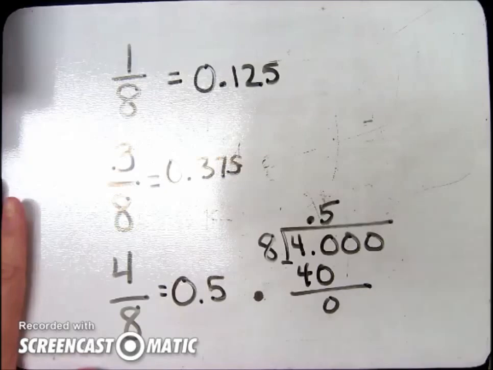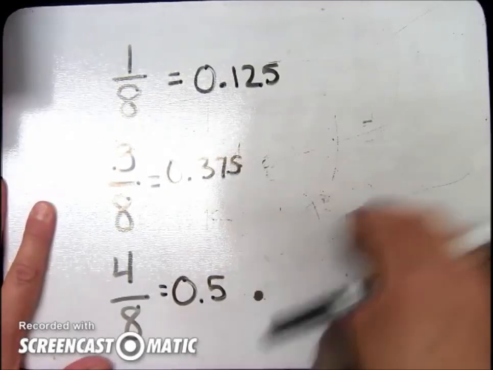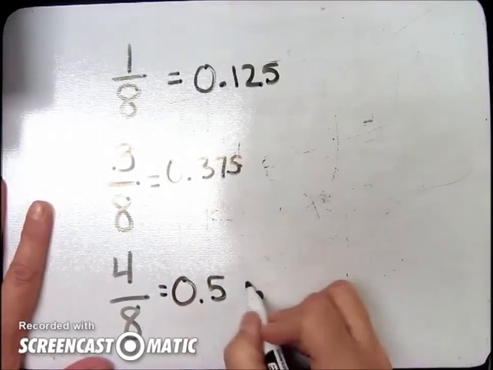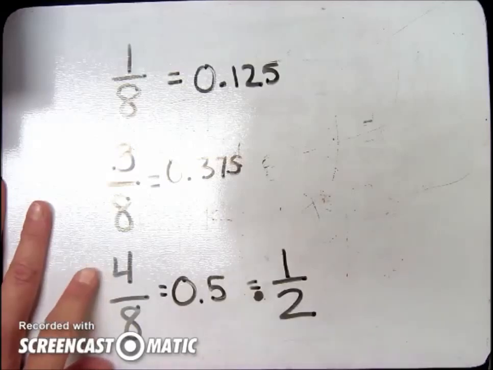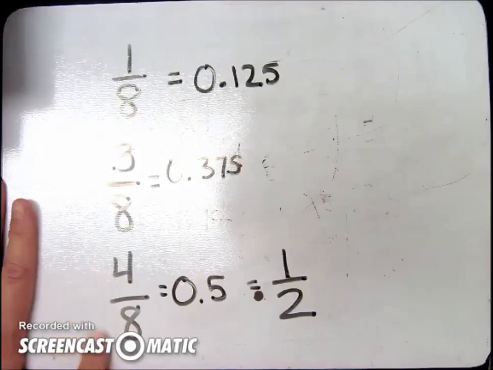So I hope you noticed that 4/8, we already had the decimal 0.5. That's the same thing as 1/2. So when you're finding the decimal of a fraction, if it's not reduced or simplified, then you might not realize, but they're actually the same decimal.